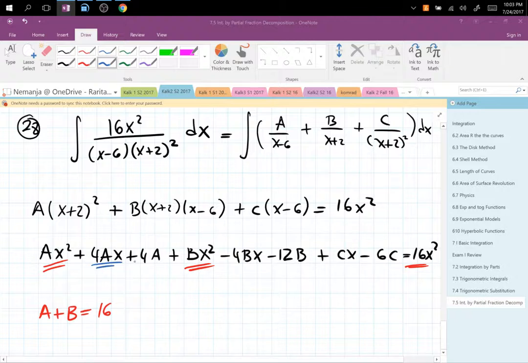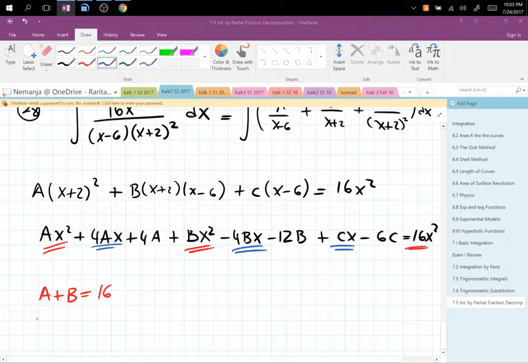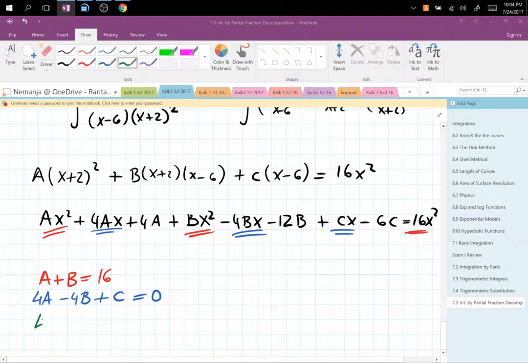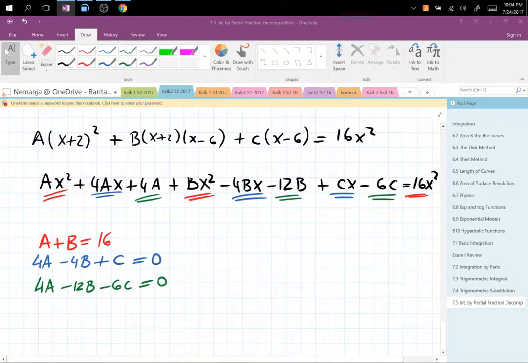The blue equation is the one that has x's. And I have 4A minus 4B plus 1C is equal to 0. There is no x term on the right-hand side. And the green one, 4A minus 12B minus 6C, again equal to 0 because there is nothing on the other side.